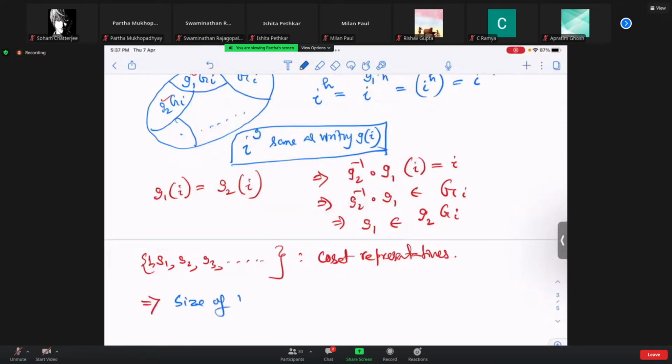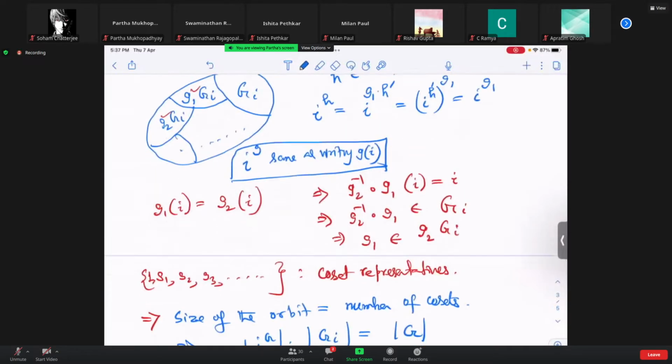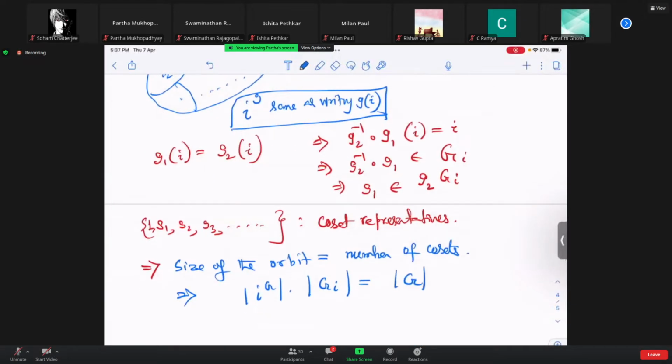So this implies that you take the size of the orbit and multiply by the cardinality of the stabilizer, and this is the full group. This has a special name in group theory. This is called the orbit stabilizer lemma.